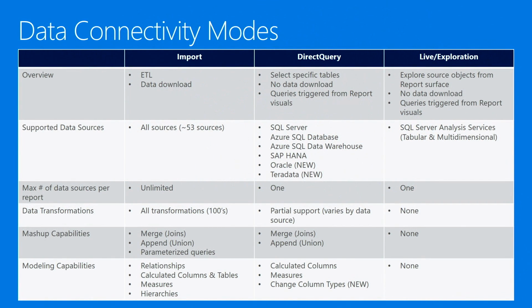I could do that against any of the 53 data sources that we support. It's the default mode supported for all data sources. There's no max number of data sources for report. As you're going to see in the next few demos, we're going to be bringing data from multiple data sources into the same Power BI desktop report and combining them all together. You can do hundreds of transformations, as you saw, through the ribbon, through the M language directly.